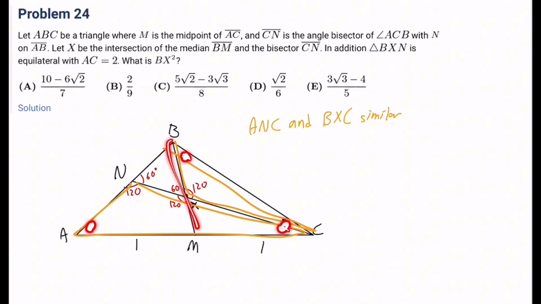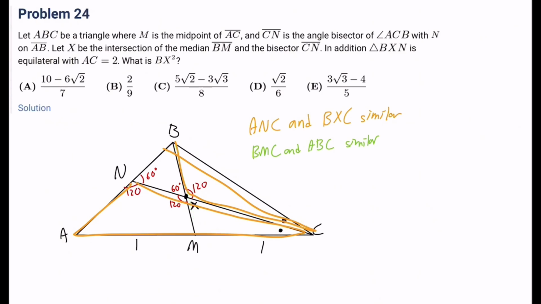Next, because of this, we see that this and this angle are the same. This is shared by BMC and ABC. So we see that this and this are similar. So next we see that BMC and ABC are similar. Those are going to be this triangle, right?